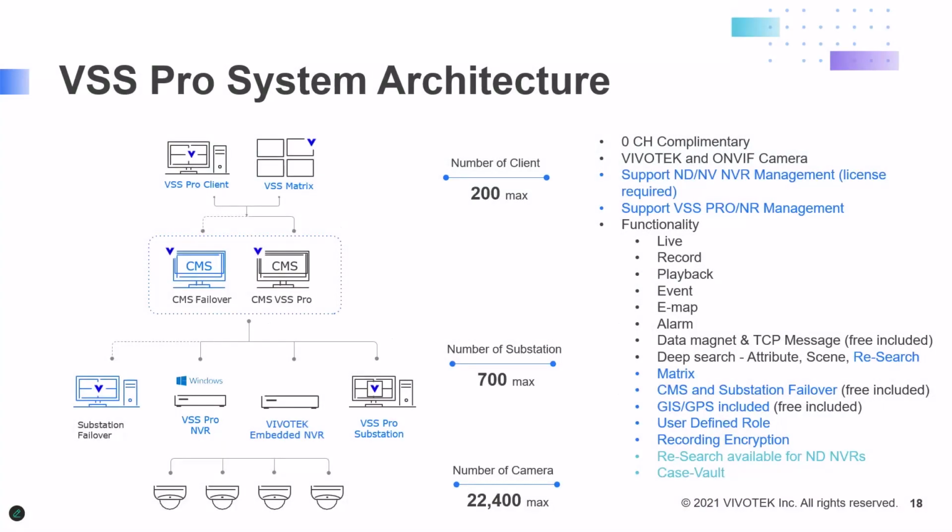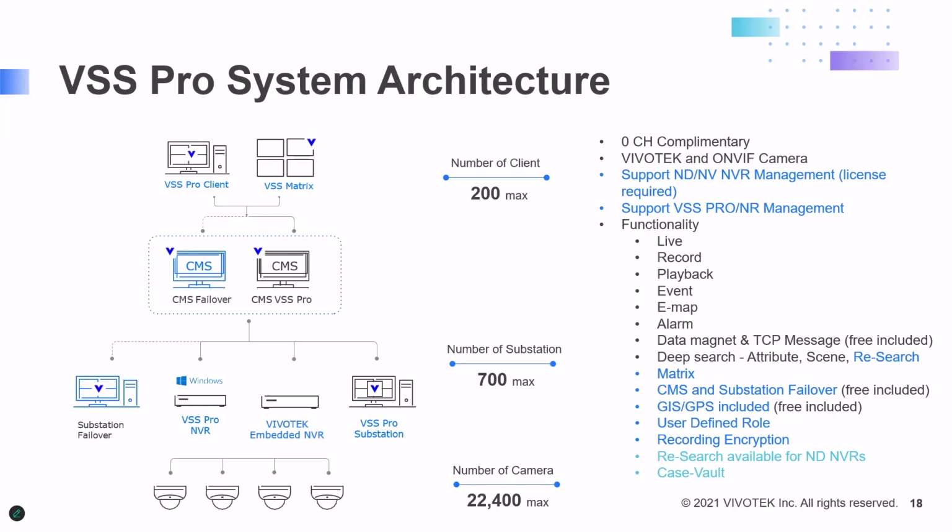With the VSS Pro system, there's no complimentary licenses that are going to be included with this. However, the Pro Edition is the only edition that supports the NR series NVR management. Going over the max supported products per system, we have 700 different substations that can be connected, and this system can handle up to 22,400 cameras max. The VSS Pro includes all of the functions that the standard provided, but also included in this is going to be the 3rd deep search, and also CaseVault that we showed earlier.